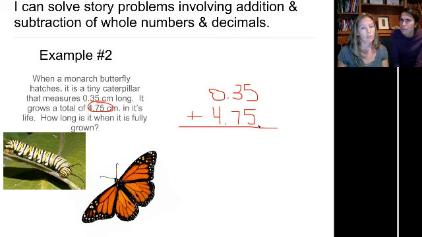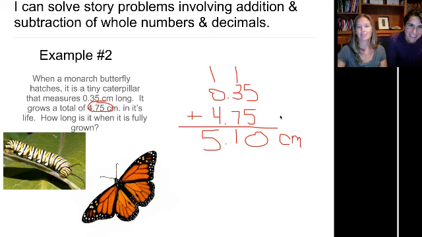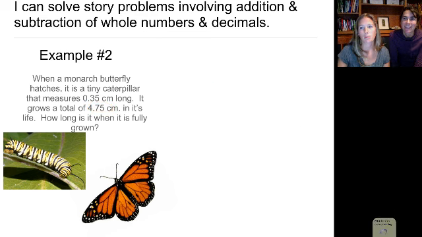So 5 plus 5, 10. Man, that is just our lucky number today. Yeah. 7 plus 3 is 10, plus 1 more is 11. Bring on my decimal. 4 plus 0 plus 1 is 5. So the monarch butterfly grows to a total of 5 1/10 centimeters. Ooh, label. I almost forgot again. My goodness. Okay, one more example.